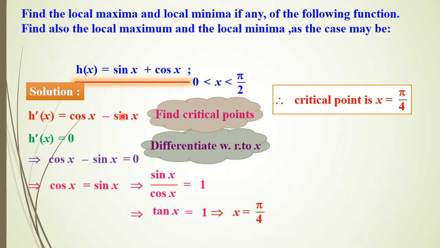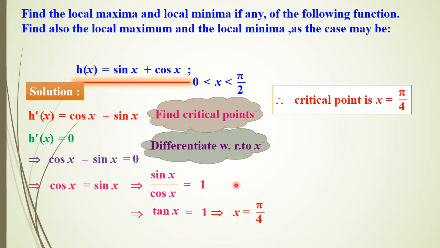First of all, we need to find out the critical points. The critical points can be determined by writing h dash of x equal to 0. Once you write h dash of x is 0, cos x minus sin x equal to 0, cos x equal to sin x, then sin by cos equal to 1, tan x equal to 1, and 1 is tan pi by 4. So x equal to pi by 4. Here you got one critical point, that is x equal to pi by 4.